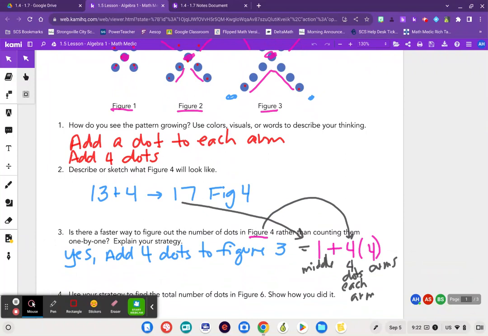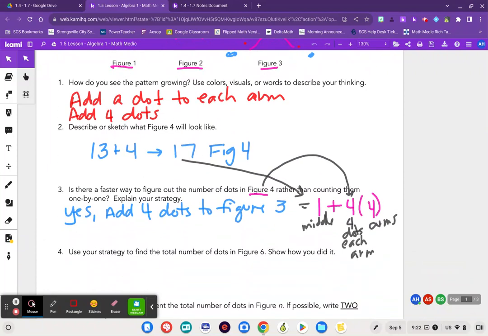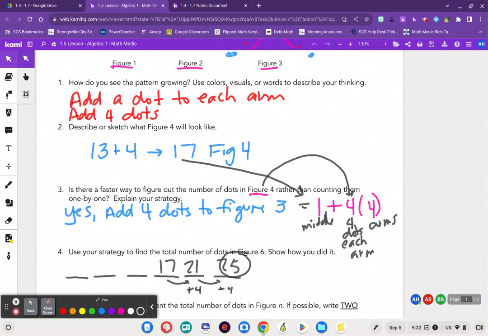So it says, use your strategy to find the total number of dots in figure 6. Okay, so we had 2 strategies that we talked about. We said that we could just keep adding on. Figure 4 has 17, so I could add 4, and that would be 21. And if I add 4 more, I get 25. We could also say, hey, I have 1 dot in the middle plus, not 4 dots per arm, we're going to have now 6 dots per arm. Figure 6 has 6 dots per arm, and there are 4 arms. And if I do 1 plus 6 times 4, I get 25.